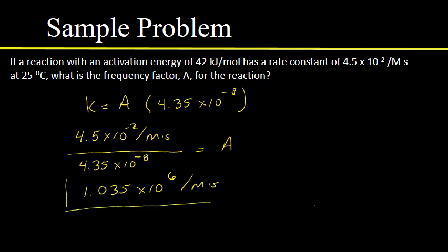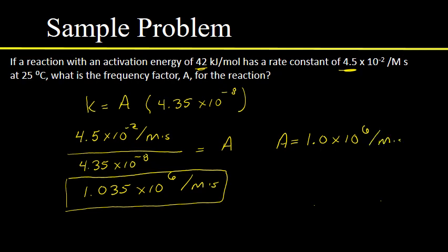Okay. And I would go ahead and keep that number handy for if you're going to do follow-up questions. Keep that number handy so you don't round off too prematurely. But if the problem was just asking you for A, in this case, given the data here and here, you'd want to round that to two significant figures, and you'd call that 1.0 times 10 to the 6 per molarity second. And again, those units are important. Okay. Let's do another fairly simple one.